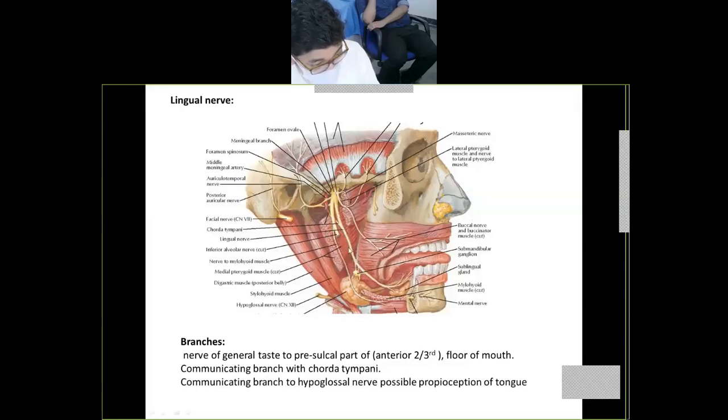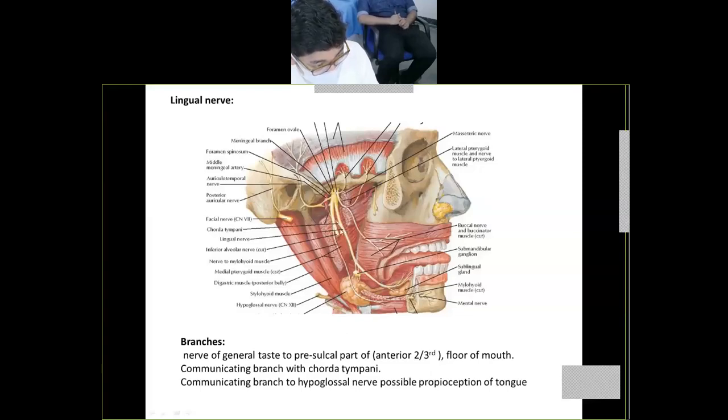Now this lingual nerve is joined by another nerve, a small branch from the facial nerve. Can you see over here? This is the chorda tympani. The lingual nerve is responsible for the general sensation of the anterior 2/3 of the tongue and the floor of the mouth. The chorda tympani, which joins it through the lingual nerve, is responsible for the taste sensation of the anterior two-thirds. So chorda tympani, taste sensation; lingual, general sensation.